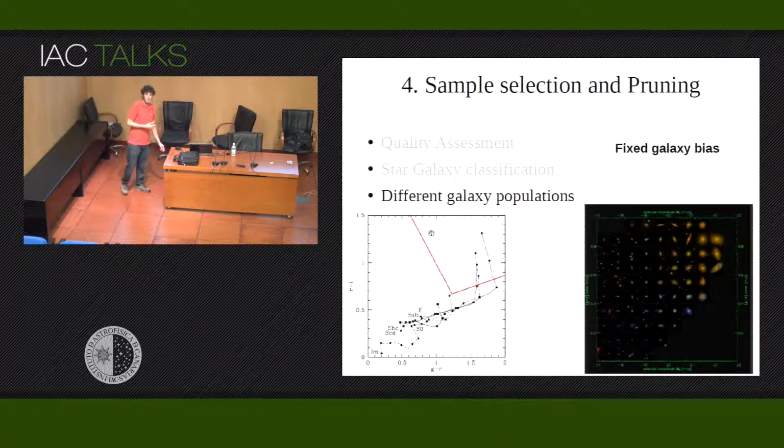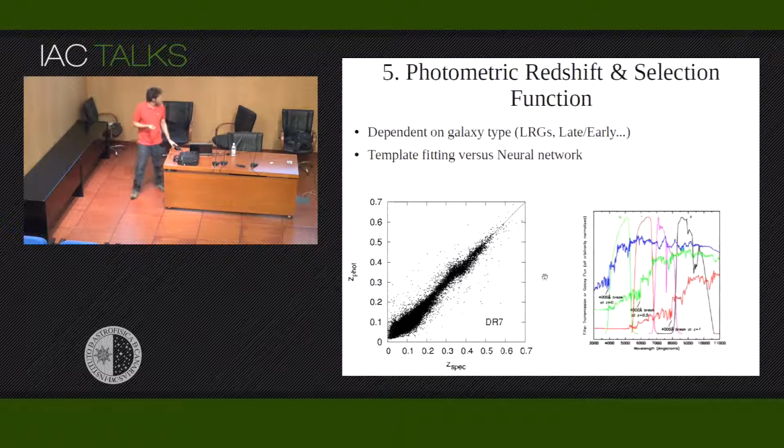So this is an example of what they have done in Sloan. They select the luminous red galaxies by cutting in this area. Those luminous red galaxies were the ones that, at the start of the talk, I said have a clear break at 4,000 angstroms, which facilitates the determination of the redshift. This is probably the main issue in photometric surveys: how we measure the redshift.